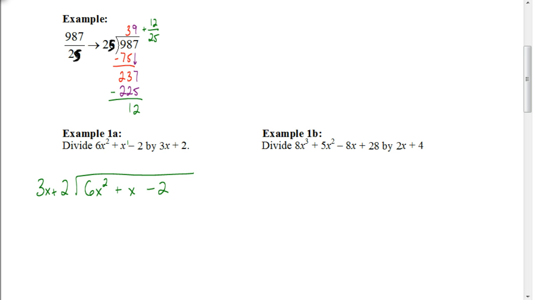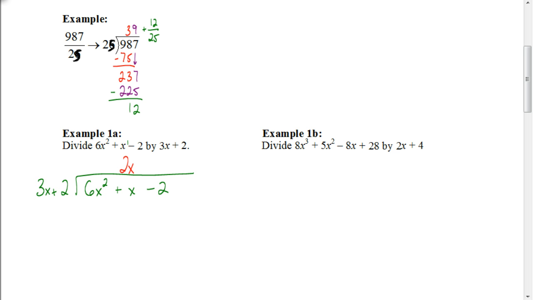Now here's the way we're going to set these up. For right now, ignore the plus 2. Okay, we want to ignore that completely. We want to focus on the 3x and the 6x squared. So you want to ask yourself, what would we multiply 3x by to get 6x squared? Well, 3 times 2 is 6. X times x would give me x squared. So if I multiply it by 2x, 2x times 3x would give me 6x squared.